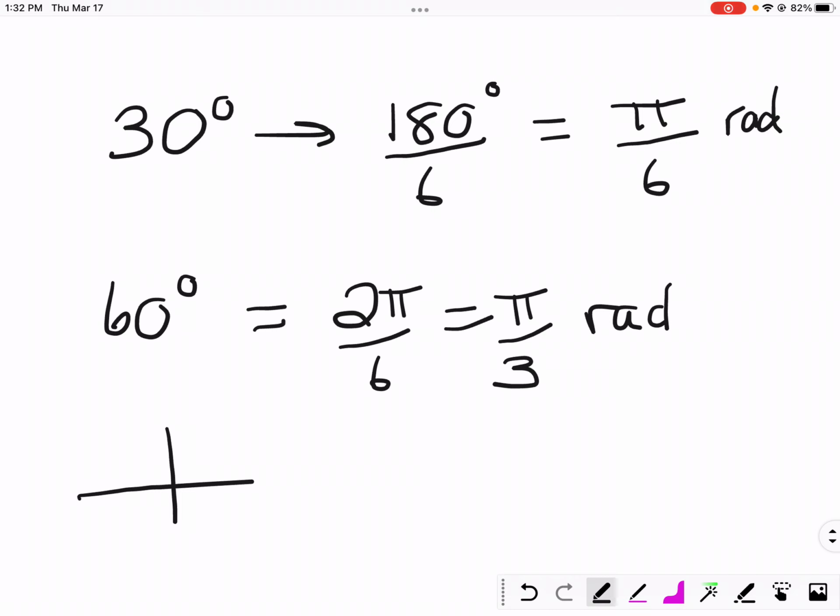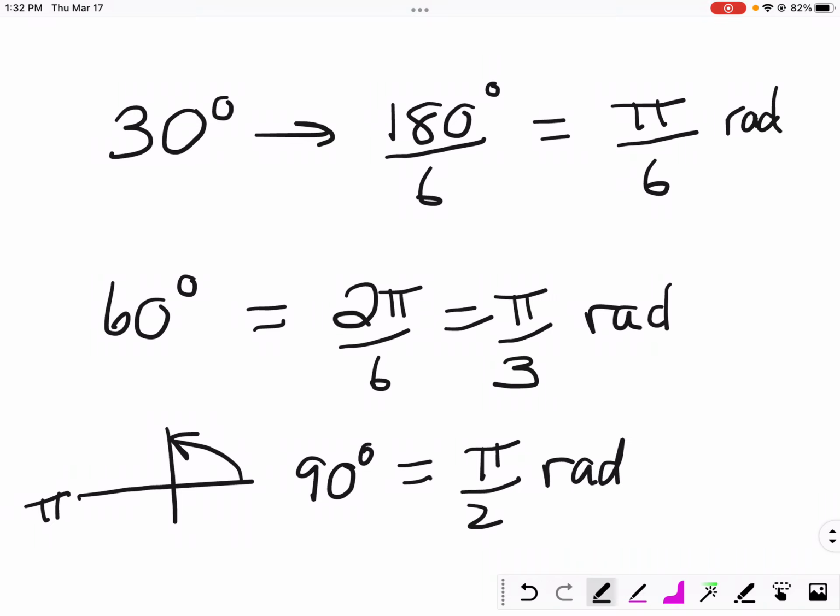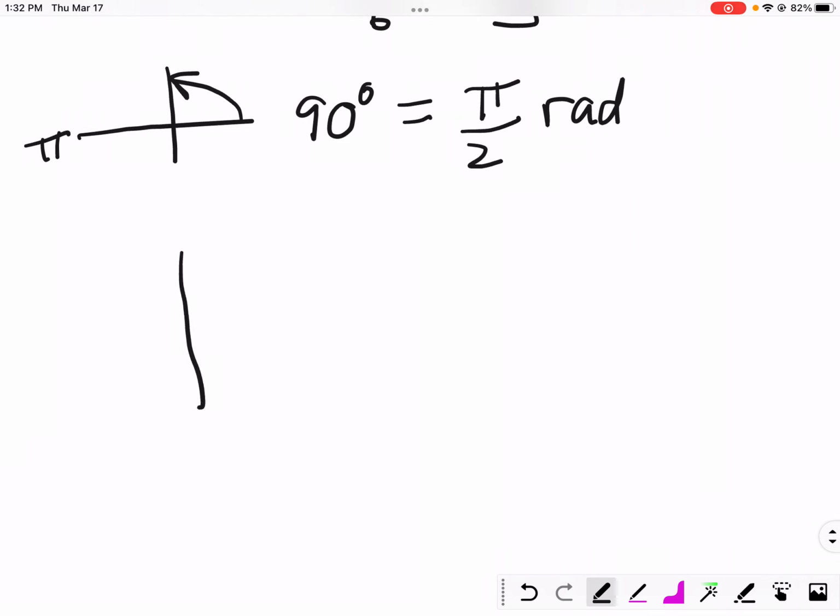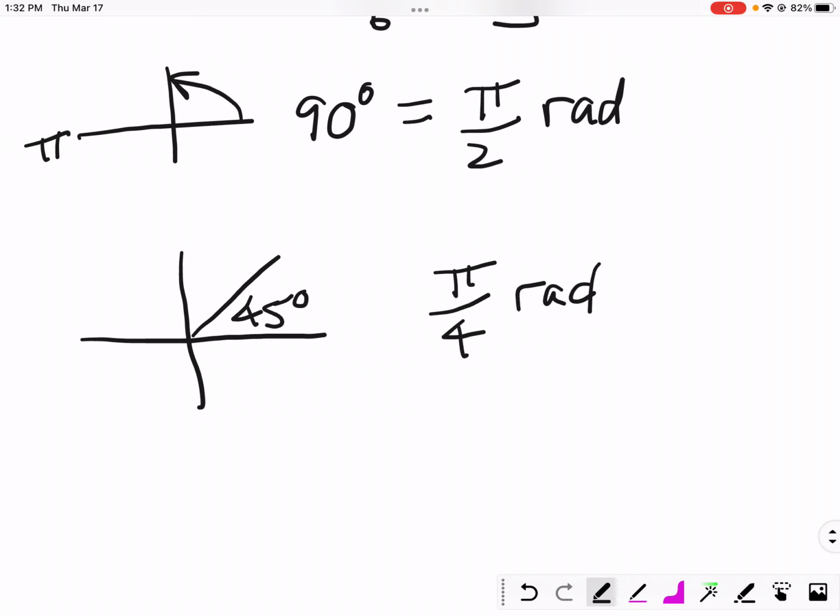Hopefully you recognize that if this is pi over there, then going up to there, 90 degrees is half of 180, or half of pi. How about 45 degrees? Well, that is 1/4 of 180, or 1/4 of pi. 135 would be 3/4 pi, or 3 pi over 4.